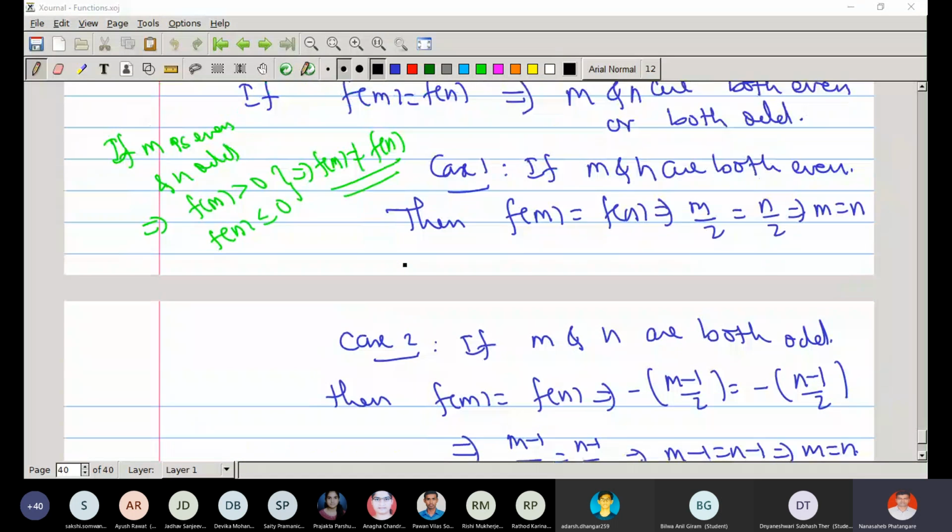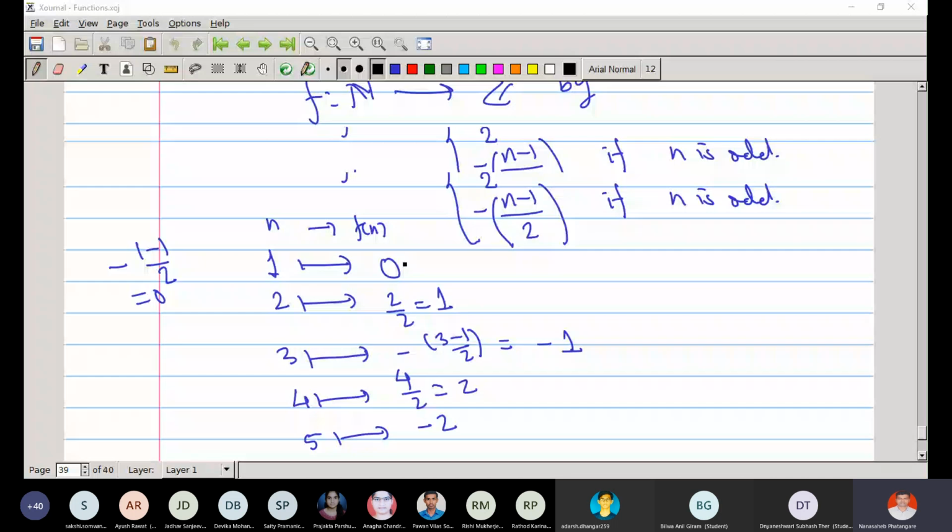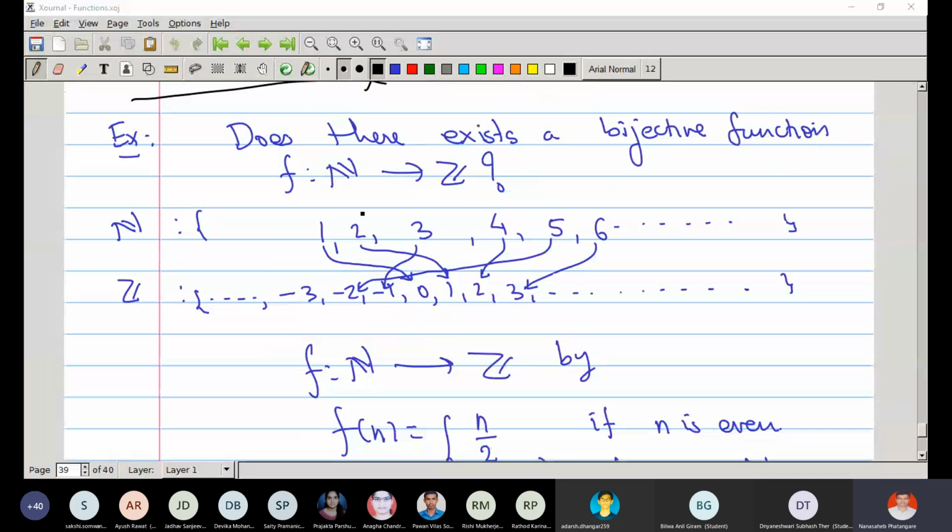Okay, so what we did last time, do you remember? We tried to understand a function from natural numbers to integers. And what was the function? Even numbers map to positive integers and odd numbers in N map to negative integers, right? Is it clear?